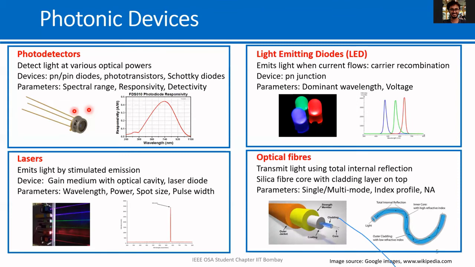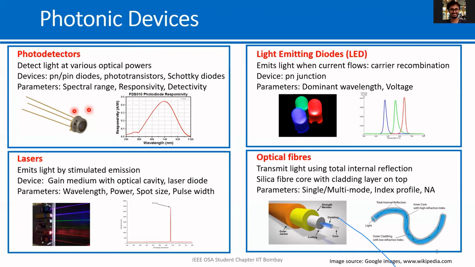And next are the optical fibers, which carry light from source to destination, and these are based on a phenomenon called total internal reflection. They have an architecture of a core material which is normally made of silica, and they have a cladding around it, and the total internal reflection that happens at the edge of the core and the cladding gives rise to this transmission of light from one place to the other in an optical fiber.